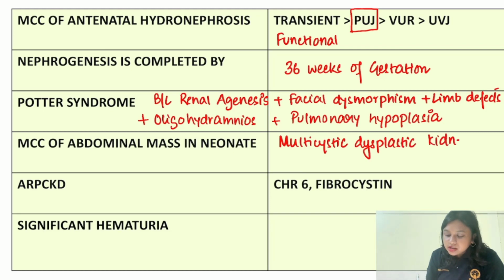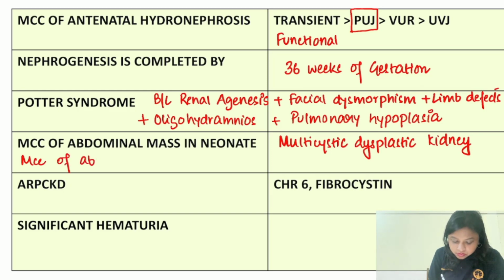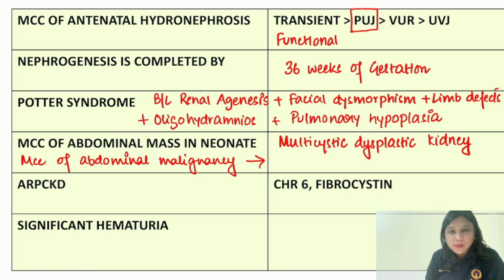See, if you just break the words, you can understand what happens in multicystic dysplastic kidney. So there are multiple cysts and it is dysplastic, right? So there is dysplasia or abnormal development of the nephrons, the functional unit of the kidney. If I twist the question and ask you, most common cause of abdominal malignancy, the answer is going to be neuroblastoma.